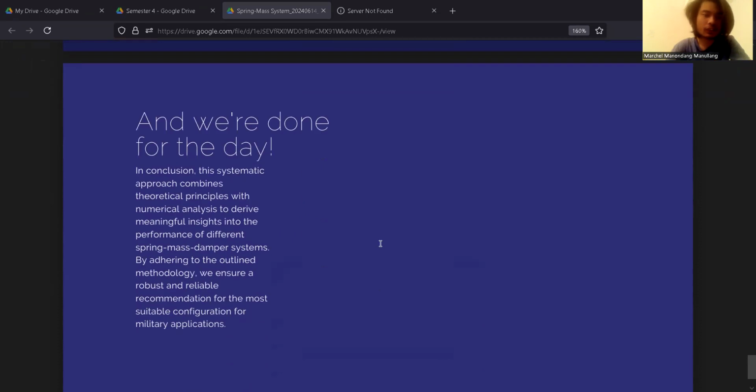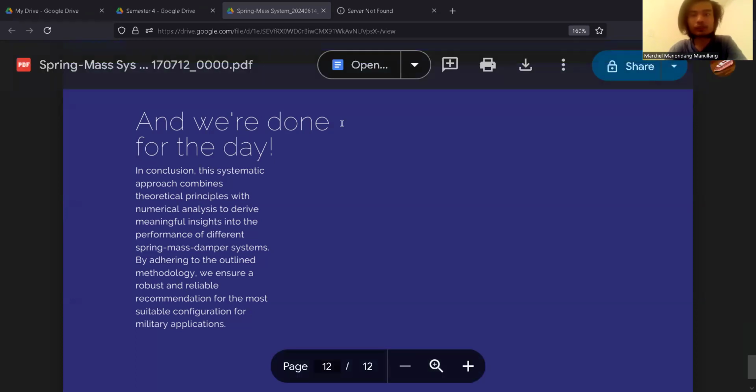So in conclusion, this systematic approach combines theoretical principles with numerical analysis to derive meaningful insight into the performance of different spring mass damper systems. By adhering to the outlined methodology, we ensure a robust and reliable recommendation for the most suitable configuration for military application.